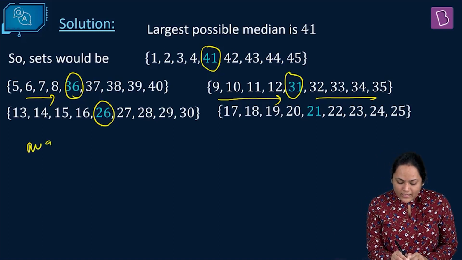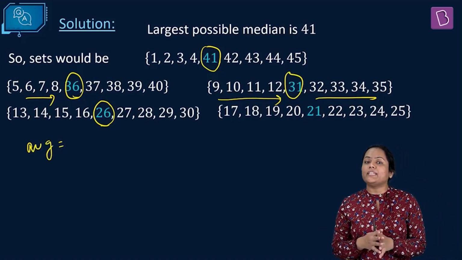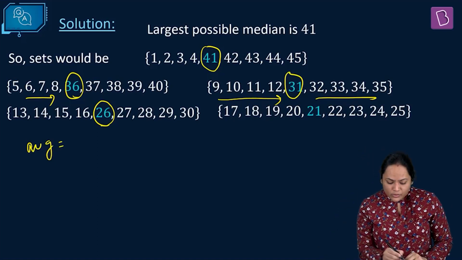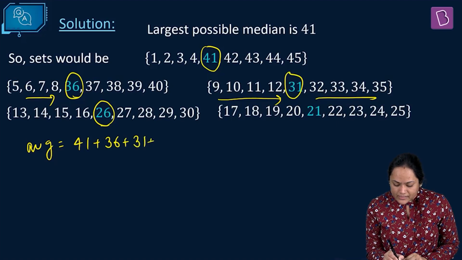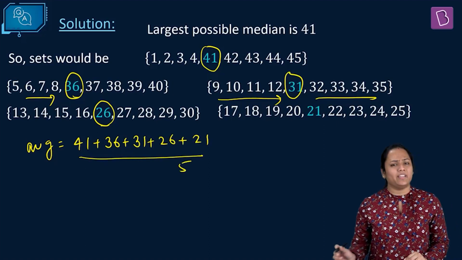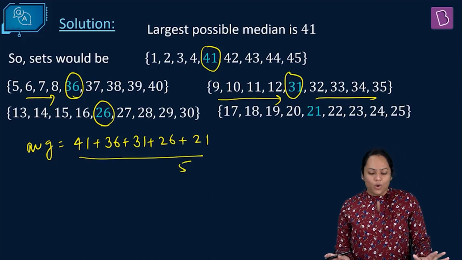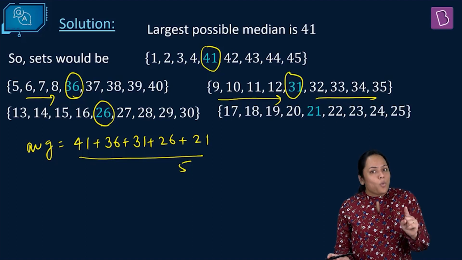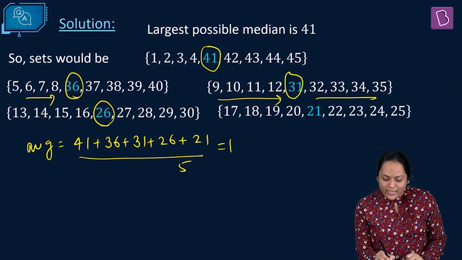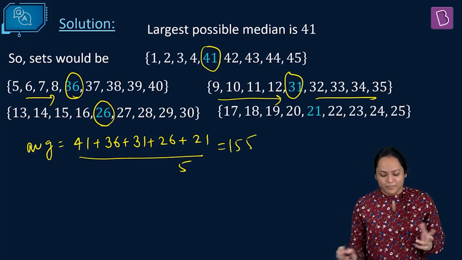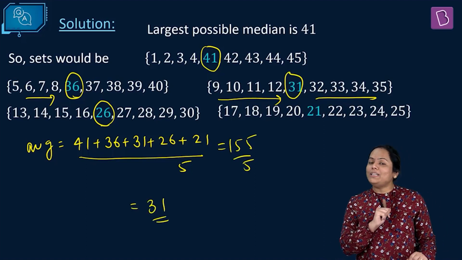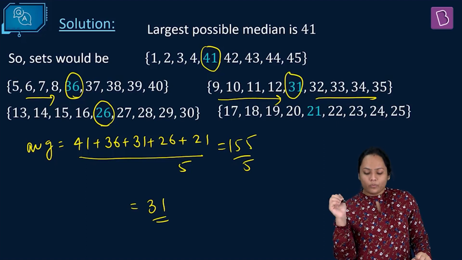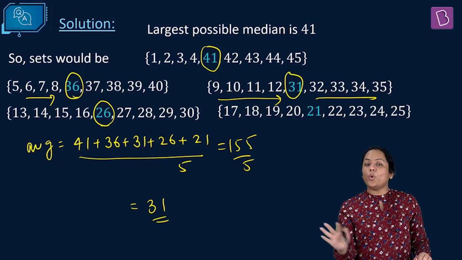So I can say that the average is basically the sum of all these numbers divided by 5. So it's going to become 41 plus 36 plus 31 plus 26 plus 21 whole divided by 5. I guess now you can solve, right? What is this value coming out as? Well, it's coming out as 155 divided by 5, and this is equal to 31 only. So that means 31 will be the highest possible average of all the medians.